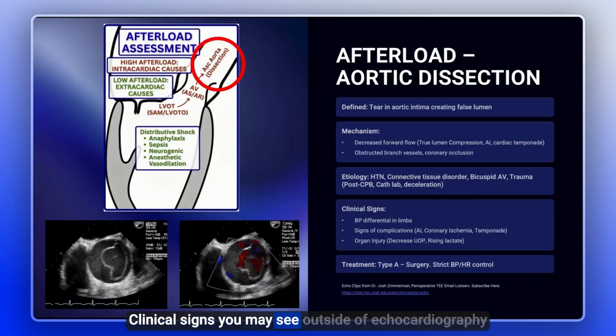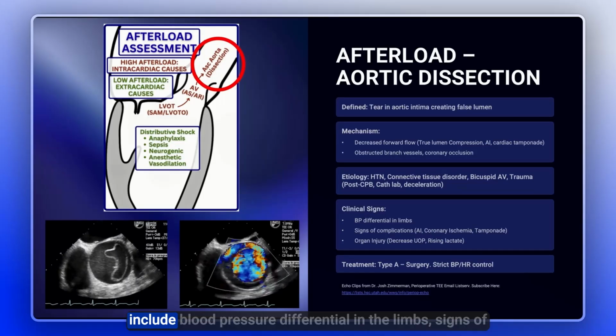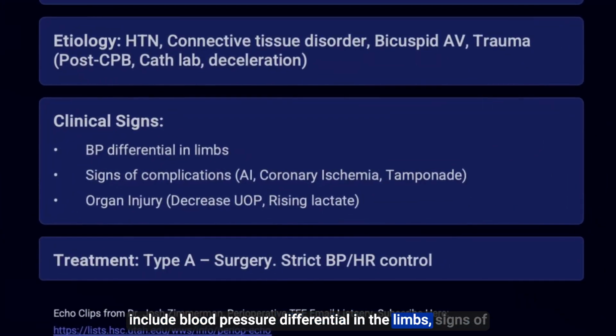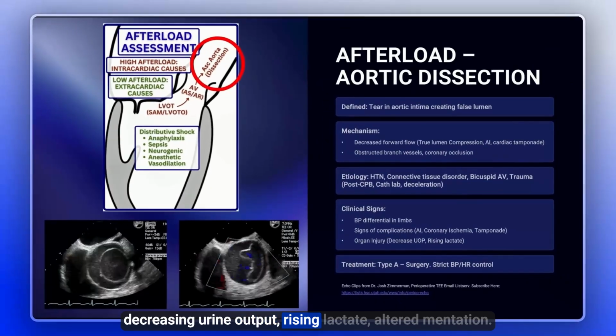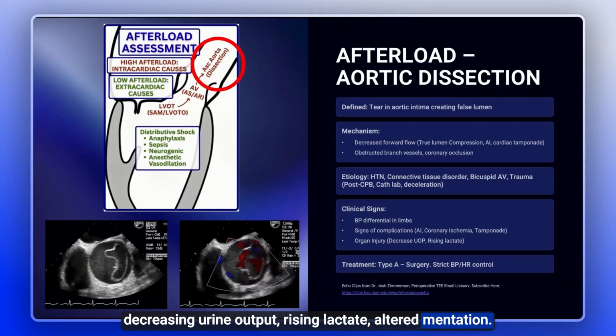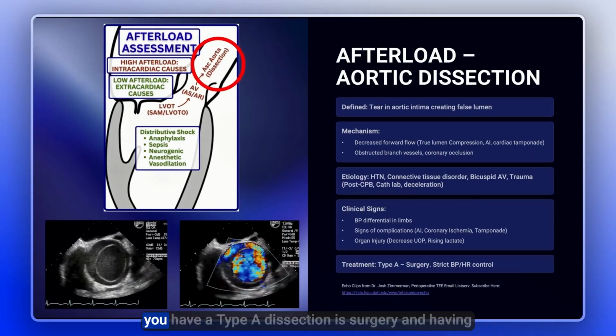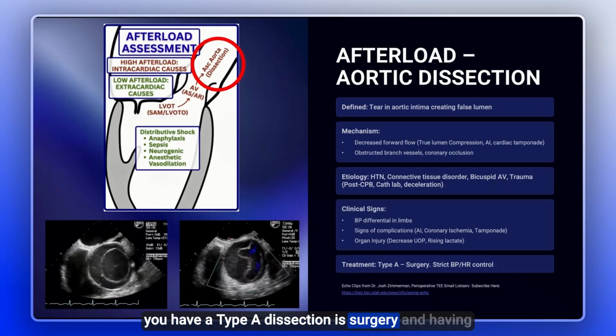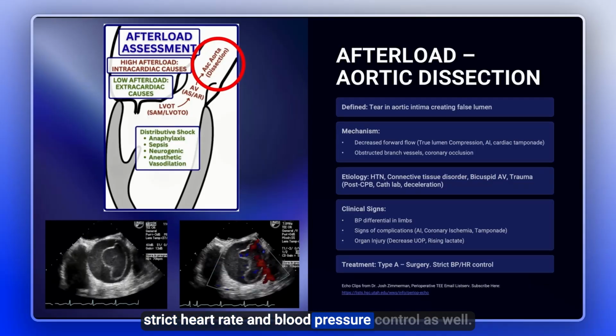Clinical signs you may see outside of echocardiography include blood pressure differential in the limbs, signs of complications, as we mentioned, such as AI, coronary ischemia, or tamponade, or organ injury, where you have decreasing urine output, rising lactate, altered mentation. And the treatment for this type of aortic dissection, where you have a type A dissection, is surgery and having strict heart rate and blood pressure control as well.